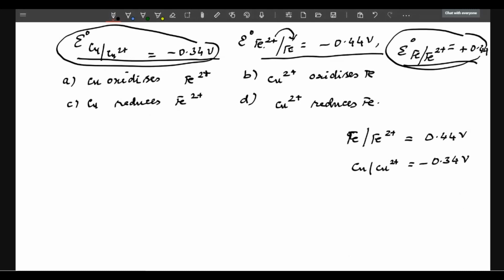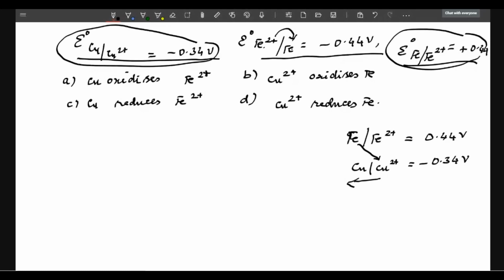What I have told you, this iron would reduce copper 2 plus to copper, or the same thing can be revealed in another way. Iron metal, when you add to the copper 2 plus ion, copper metal would be deposited.